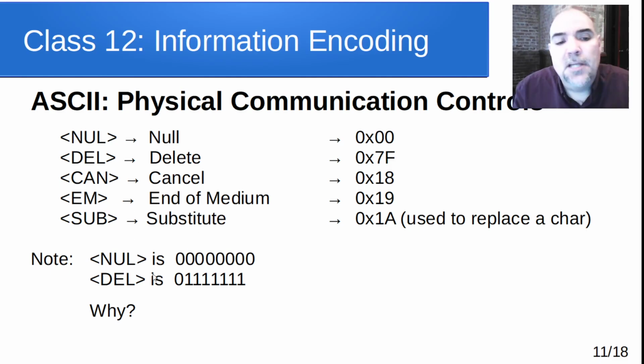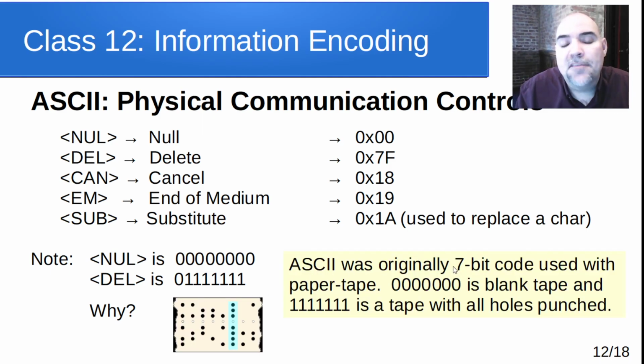Now, a question comes up, why is null all zeros or seven zeros? Should be seven. I think I have eight there. Or they're eight, but ignore the first one. It's a 7-bit code. And then why is delete all ones? And the answer to that, you'll notice that delete is off by itself as the only one of the control characters that's at the end. Why is that? The answer comes down to ASCII was originally a 7-bit code used on paper tape.